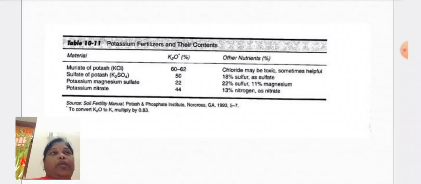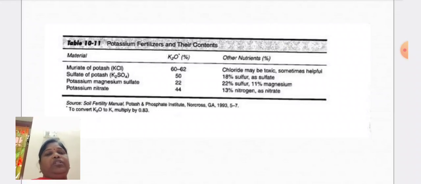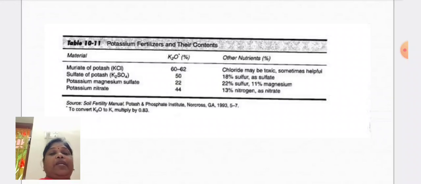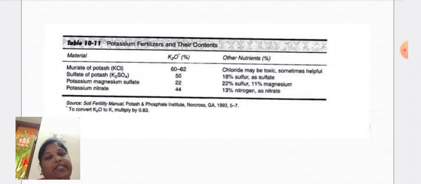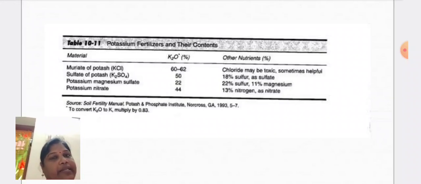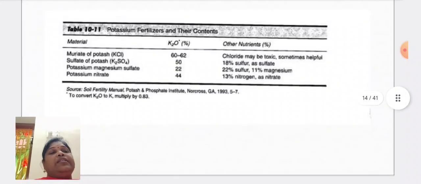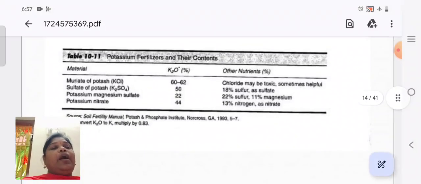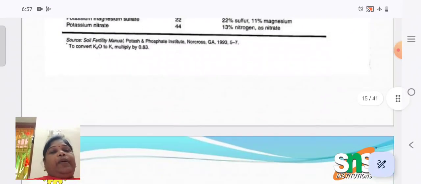These are the sources that supply potassium, K, to the plants. To remember easily: muriate of potash, sulfate of potash, potassium magnesium sulfate, and potassium nitrate. These are the fertilizers supplying potassium for growth. Its main function is disease resistance. These are the main sources of potassium.